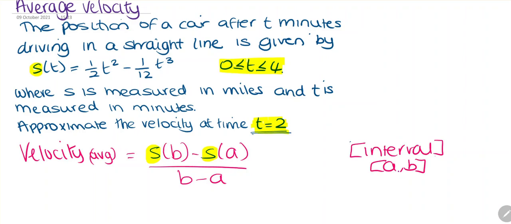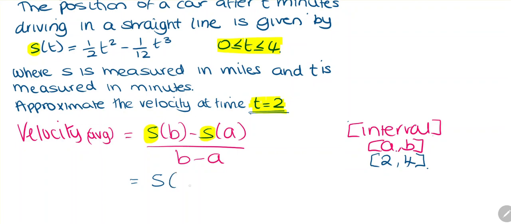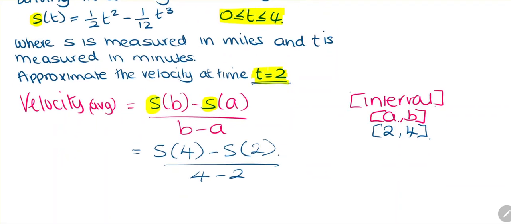Okay, so let's have a look what we need. Our interval is going to be between 2 and 4. So let's have a look. What we need to do first, when we have b is 4, and then our other function is going to be a, and this is going to be 4 minus 2. So this is going to be our average velocity.